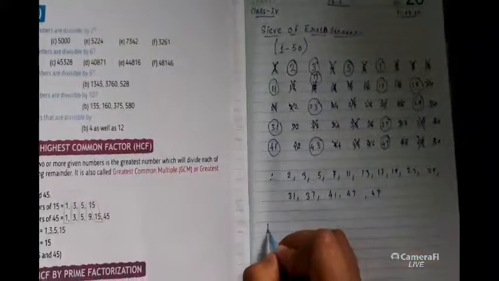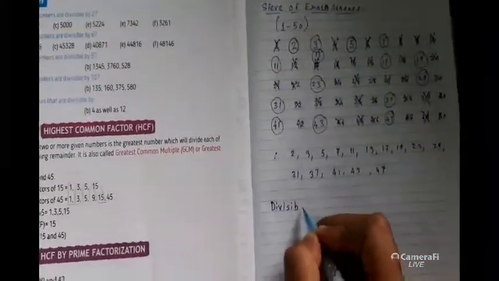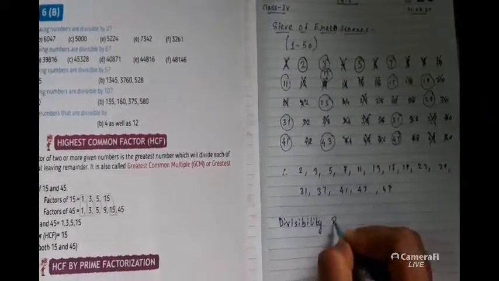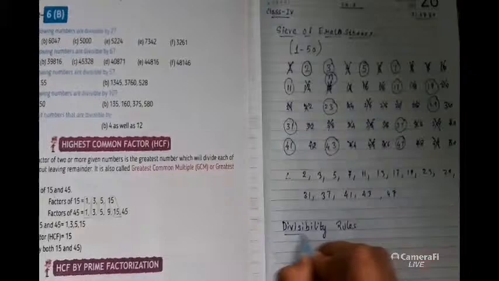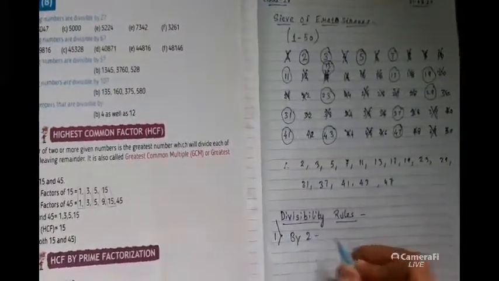Now next is your divisibility rule. Very important. You will need this throughout your life. It is a very important thing that will help you to find the numbers which are divisible. So the first one is by 2. Divisibility rule by 2.